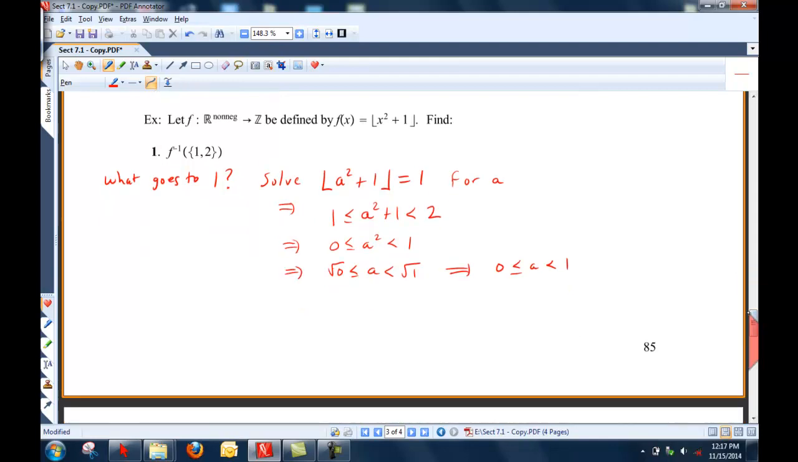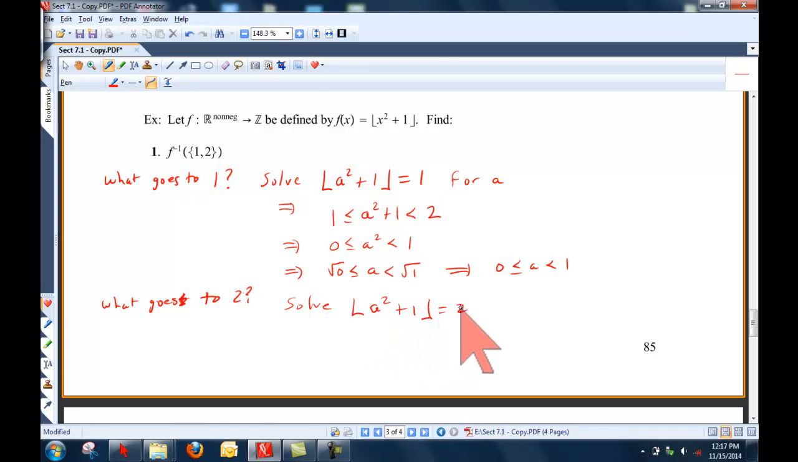Then let's do that for 2. So what goes to 2? So then I'm supposed to solve floor of a squared plus 1 equals 2.